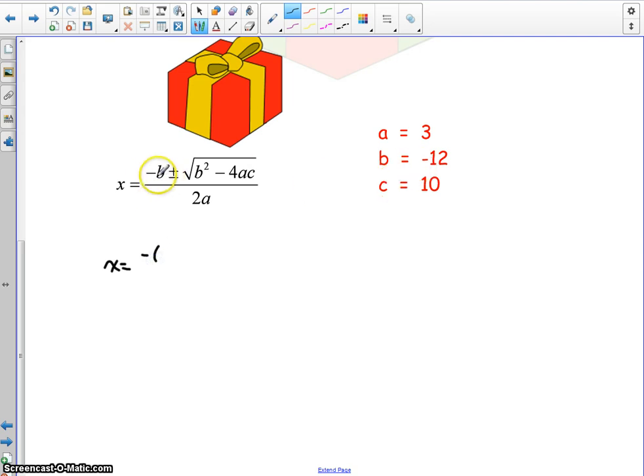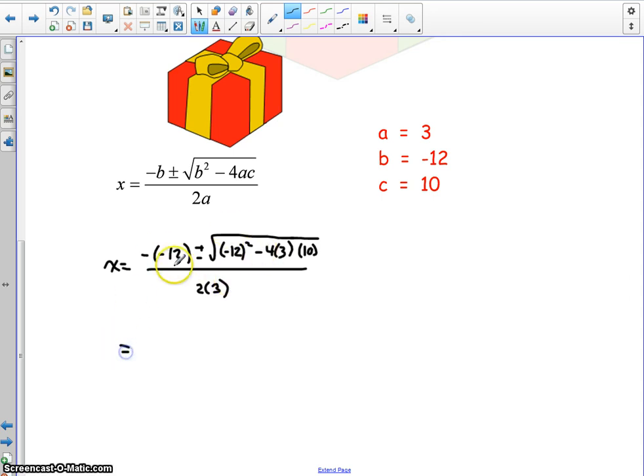Remember, b is negative 12, and it's negative b in the equation. So it's negative 12 plus or minus the square root of b squared, so that's negative 12 squared, minus 4 times 3, which is a, and 10, which is c, all over 2a, which is 2 times 3. Okay, so let's simplify this now. I have negative 12 out in front here.